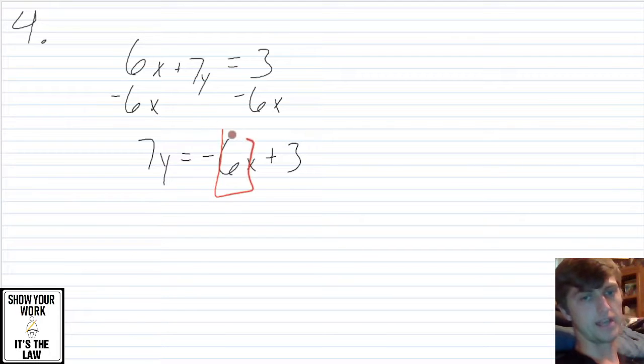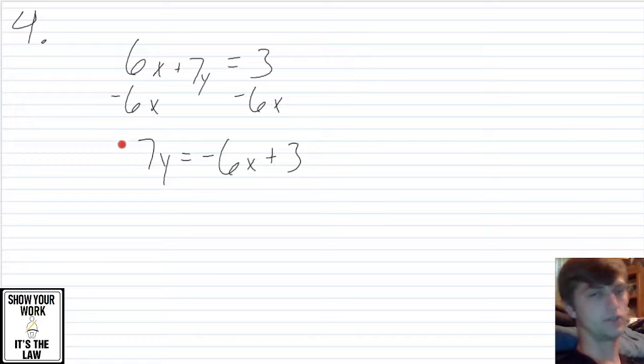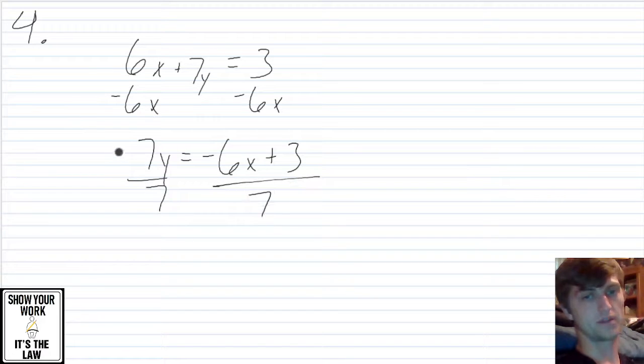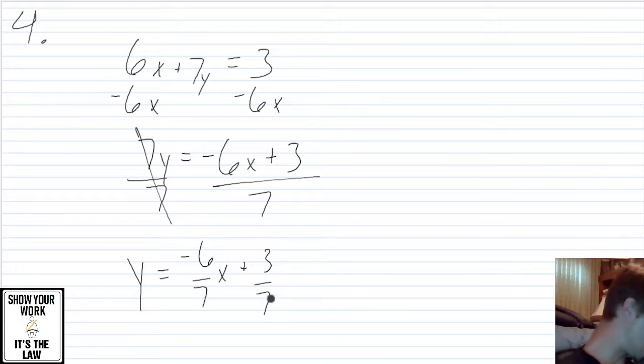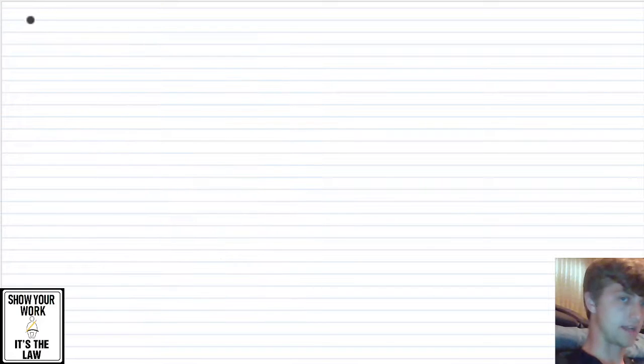Normally we want to put the x first in our sentences, which is why I moved it right here. Even though it could have gone at the end too, we usually just stick it up front. Then to get the y by itself, divide the whole thing by 7. y equals negative 6 over 7 x, and then 3 over 7. And there we go.